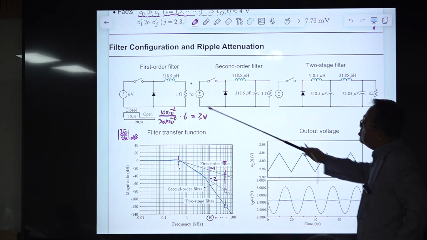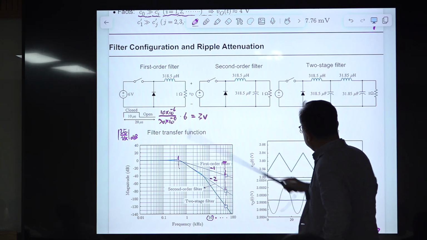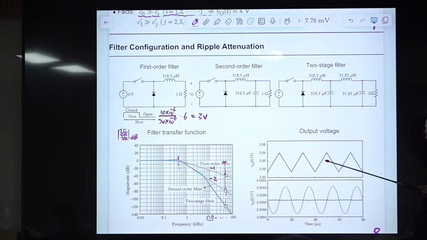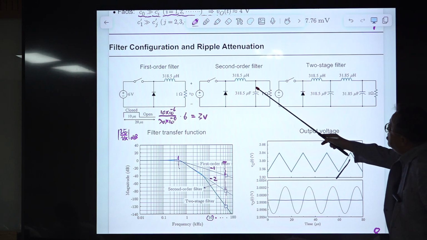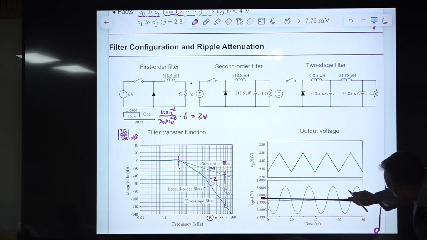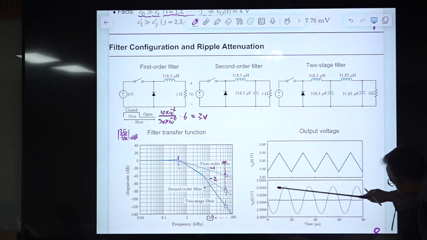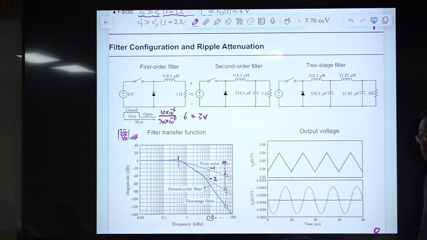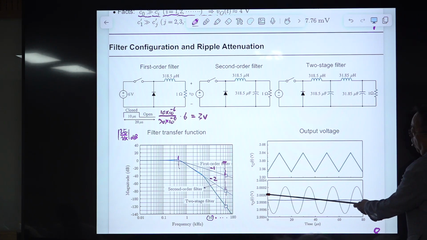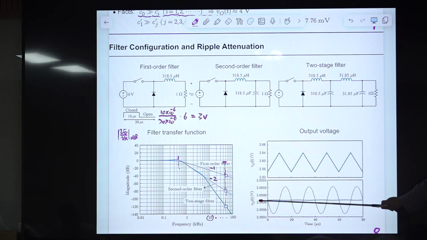There is an absence of a capacitor, so the capacitor is not there. Because of that, we have this triangular waveform. The average value is 3, but the ripple component is very large. And this is the second-order filter case. The 3 volts is somewhere here, and this is the ripple magnitude for this case. Lastly, with the two-stage filter, the ripple component is almost negligible. We have very ideal attenuation of the harmonic components, and it's almost ripple free. So this is excellent.